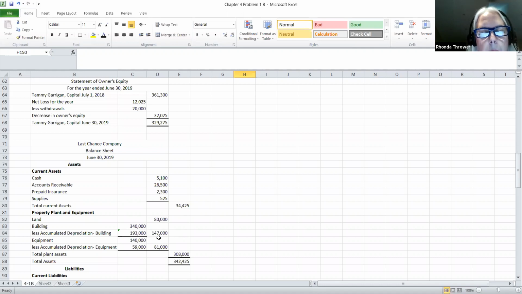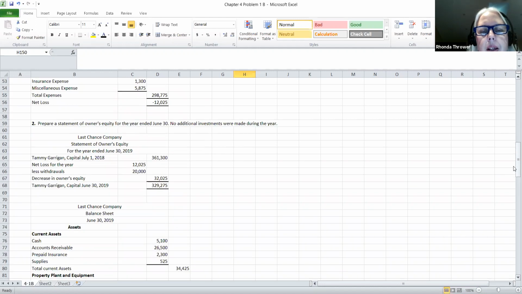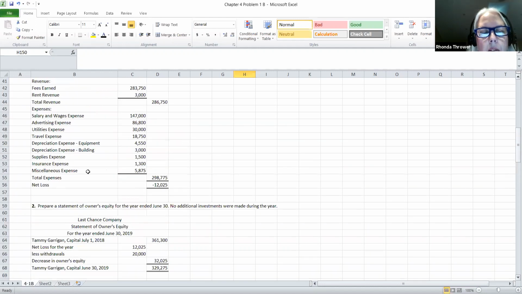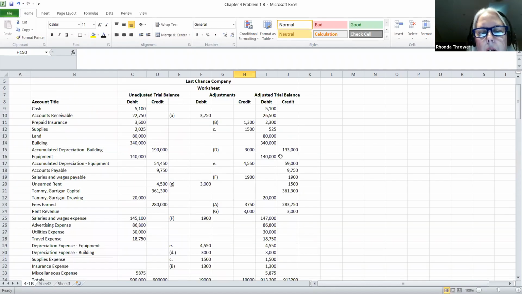The next type of plant asset is equipment. Notice I've got equipment right here at $140,000. The $140,000 comes from the adjusted trial balance. So here's my equipment, and here's the cost of my equipment at $140,000.